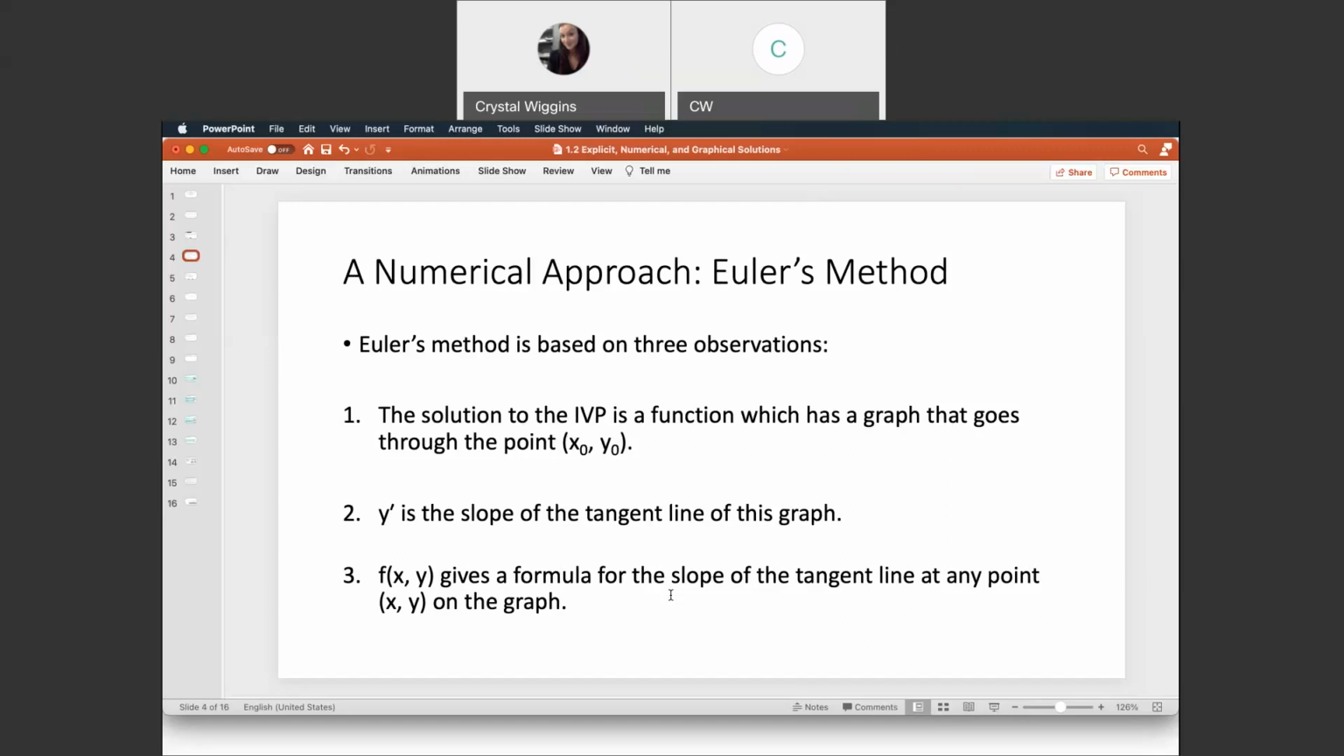Euler's method is based off of three observations. The first is that the solution to the IVP is a function which has a graph that goes through the initial point, x naught, y naught.